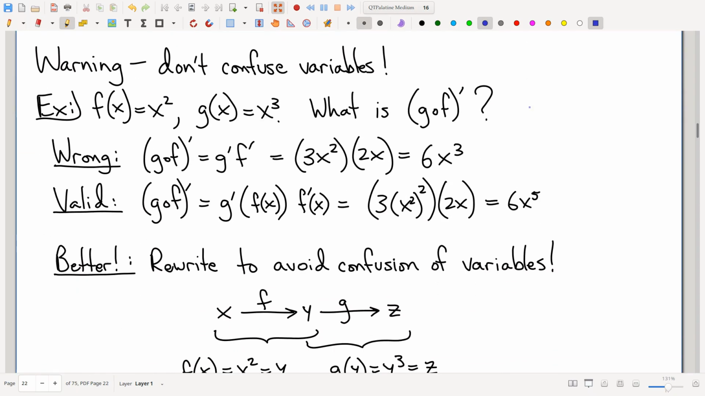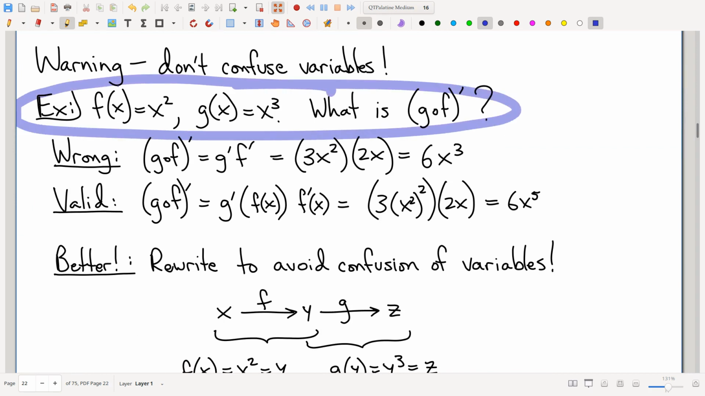Okay, confusion of variables. This is a silly observation, but this will get you out of a lot of trouble that you can accidentally get yourself into. Here's a silly single variable calculus example, right? Two functions. When you compose, how do you take the derivative? Now let's cheat first. The composition is x to the sixth. We know what the derivative of that is. It's 6x to the fifth. Right? So let's go into this knowing what the right answer is.